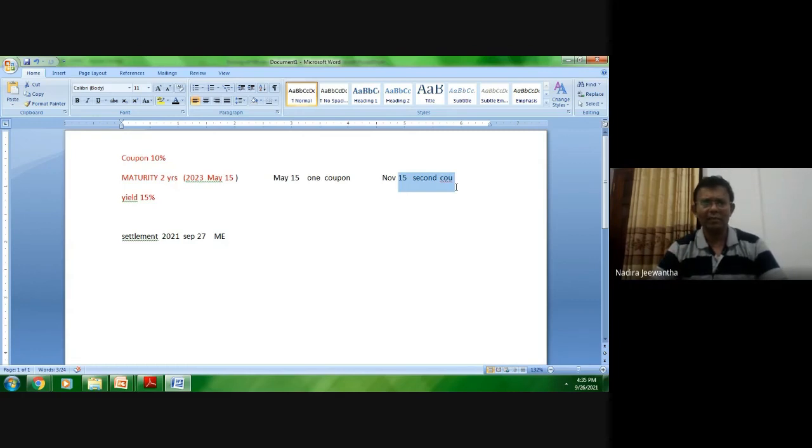Throughout May, June, July, August, and September, all these months you were holding this particular bond. Your money was invested. But what does the central bank do? The central bank has credited the 6-month coupon to my account. Who is happy? I'm happy.